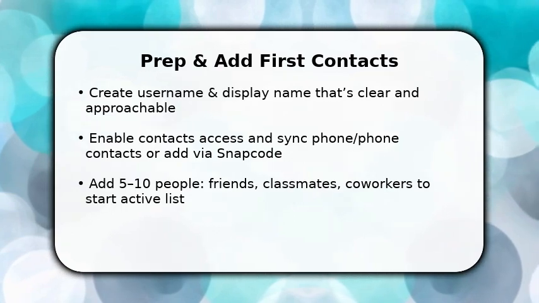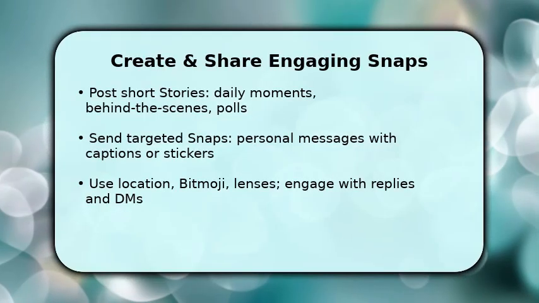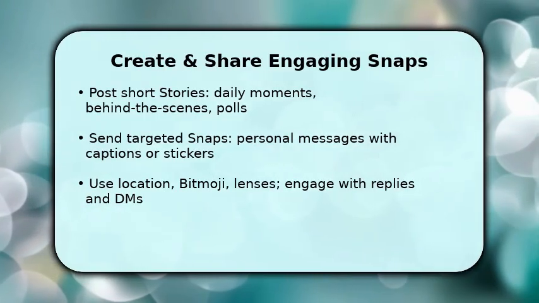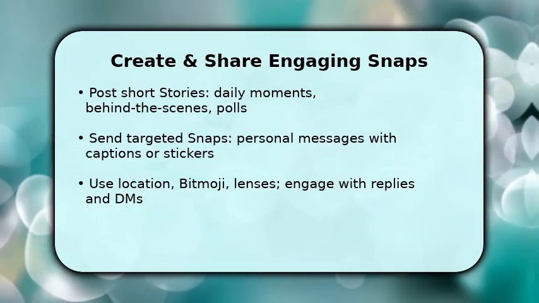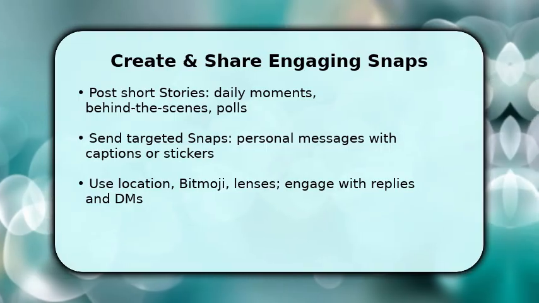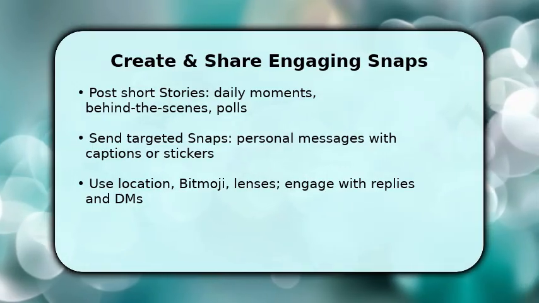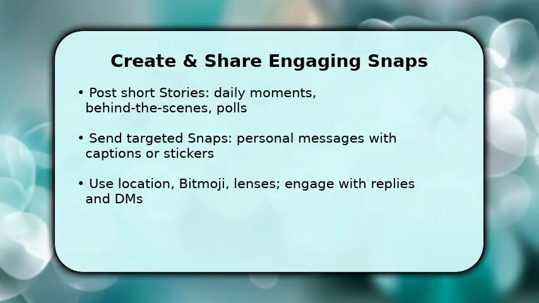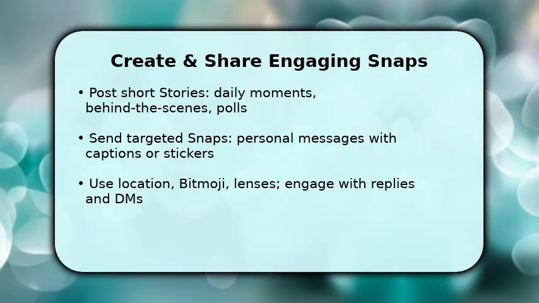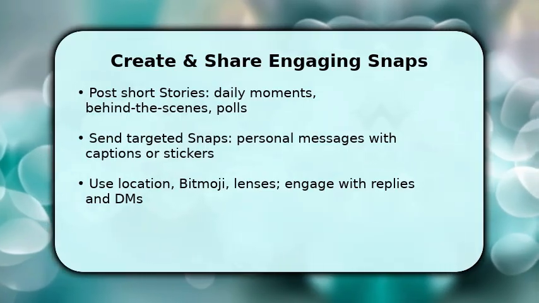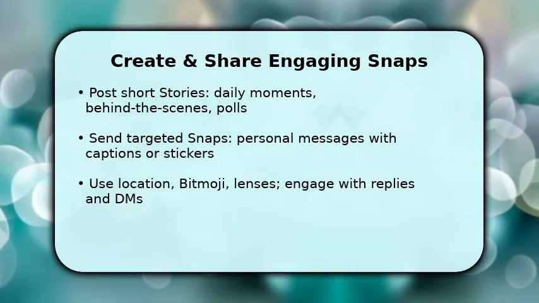Now focus on content that converts viewers into friends. Post daily stories showing a real moment, one quick video or a photo with a caption, and use a poll or question sticker to prompt replies. Then send targeted snaps to new contacts, a personalized image or short voice note that references a shared context. Make sure to use lenses, Bitmoji, and location tags to add personality. Those features increase replies because they lower friction and make interactions feel playful and immediate.